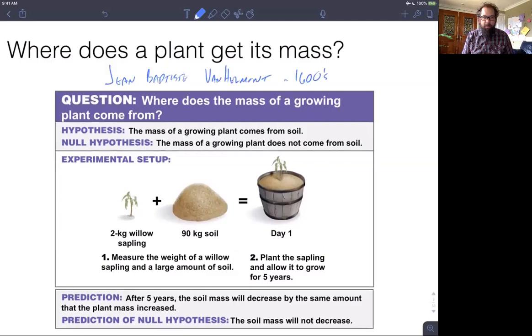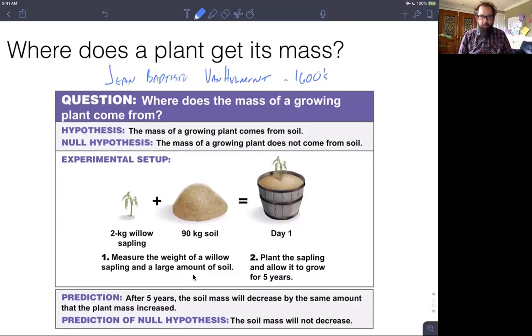In this experiment, the hypothesis is that the mass of that growing plant comes from the soil. And so the experiment was set up with a willow tree. He took a 2 kilogram willow sapling, added a known amount of soil, 90 kilograms of soil, and put these two together. So we've got the starting weights of both of these. Then, in this long-term experiment of 5 years, he allowed the plant to grow, and then measured after 5 years what the soil mass and the plant mass are.